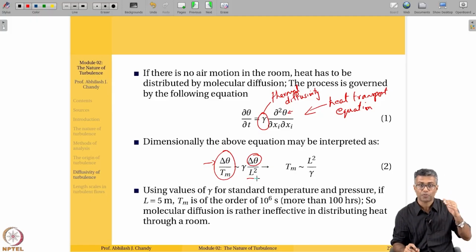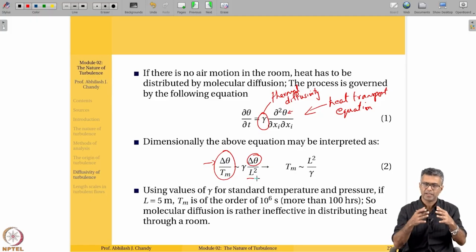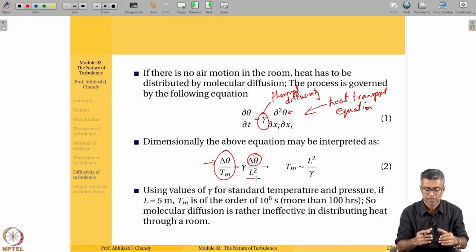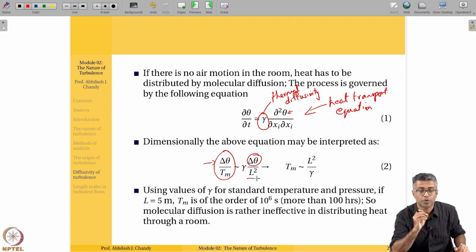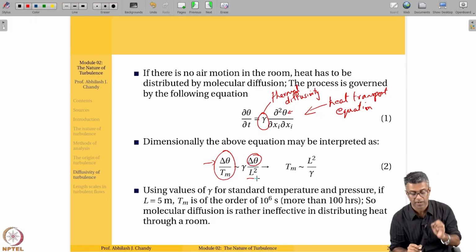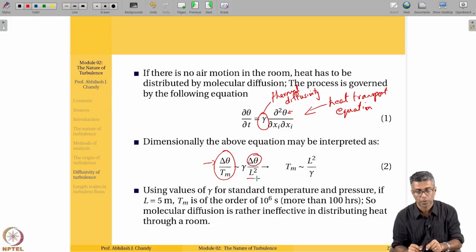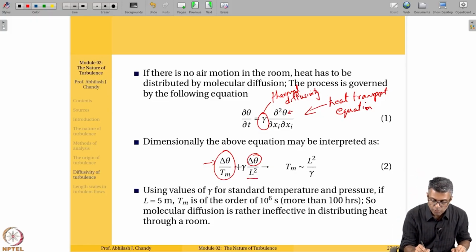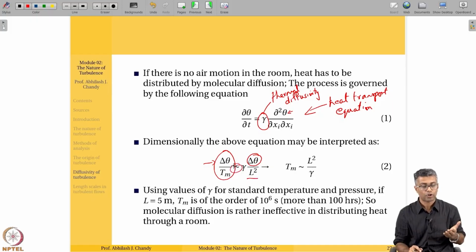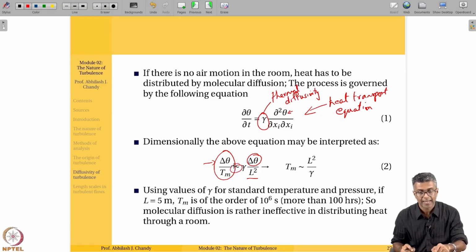So del theta is of the order of magnitude of, say, delta theta, a characteristic temperature difference. Del t is of the order of Tm, which is a time scale. I have a subscript m to represent the fact that it is due to molecular diffusion alone, as there is no airflow. On the right hand side, I have gamma and delta theta over L squared. I cannot use an equal to sign here because I'm doing an order of magnitude analysis, so this is of the same order.